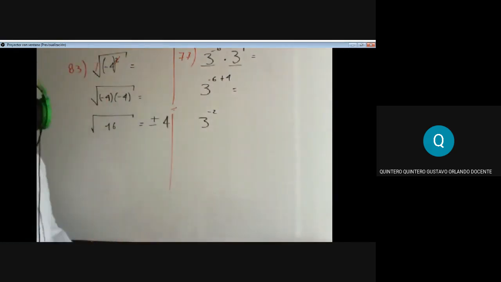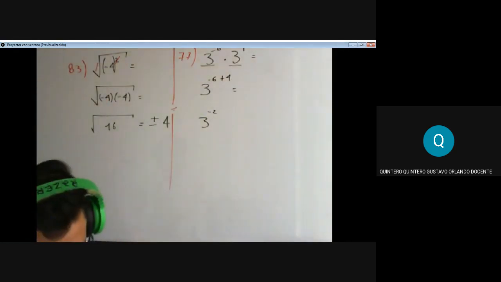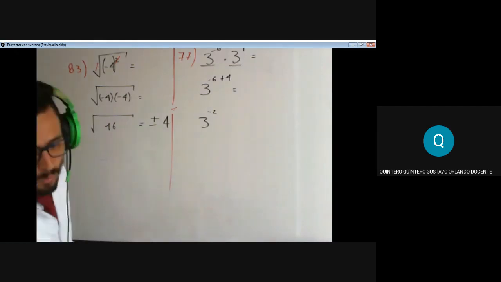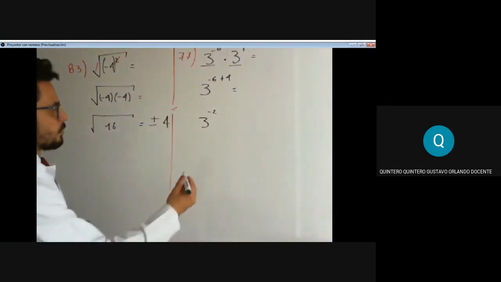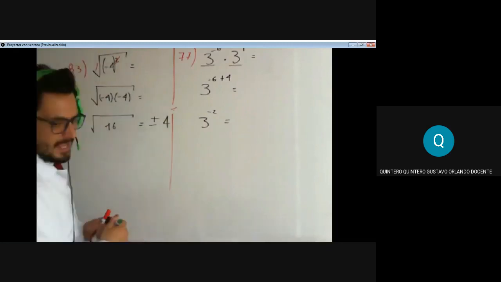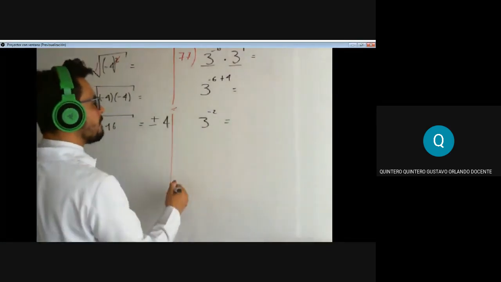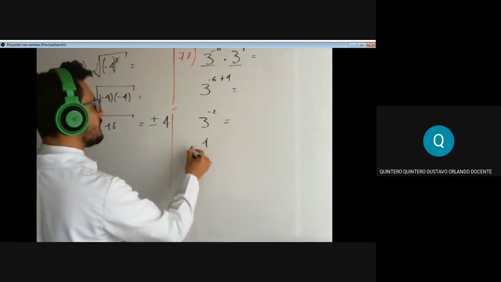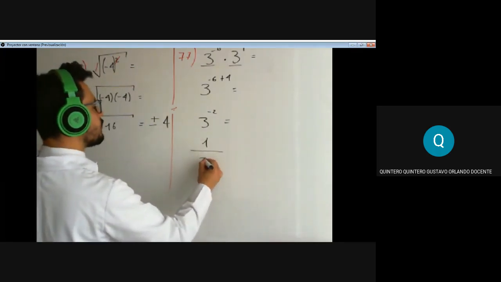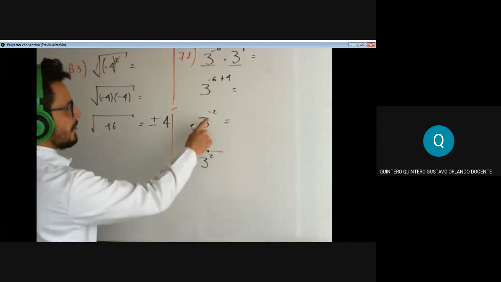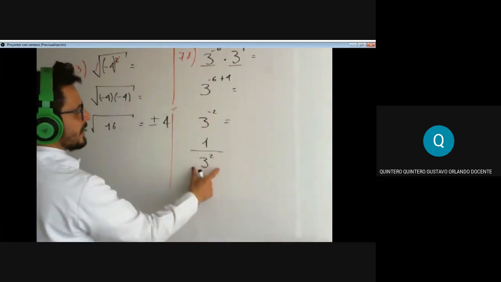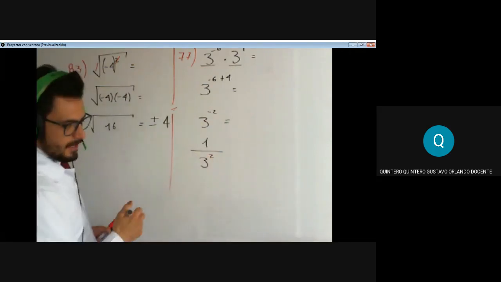But remember, if we have a negative exponent, we don't like that. We don't like working with negative exponents. So we're going to change this negative exponent into a positive one. How? By moving it to the denominator. So it'll be 1 over 3 to the +2. By putting it down in the denominator, the exponent becomes positive, right?